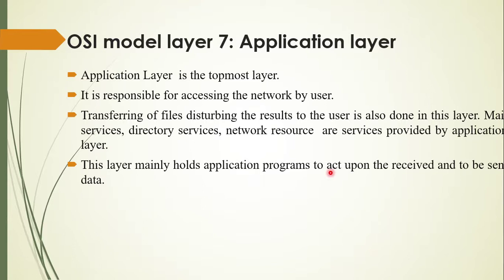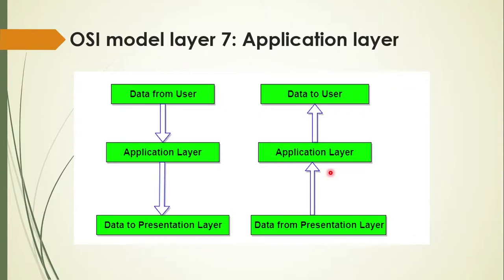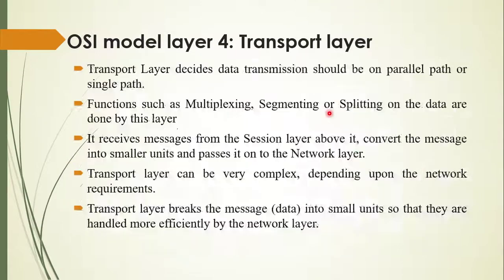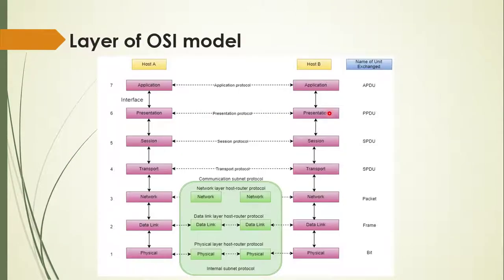So there are the 7 layers. See here, the data came from the users. Data coming from the users at the application layer is sent to the presentation layer, and on the reverse side, from the presentation layer to the application layer, we get the data. At the application layer, the data is in acceptable mode at the receiver side, and then this application layer sends data to the users. So there are the 7 layers, these are the 7 layers of the OSI model.